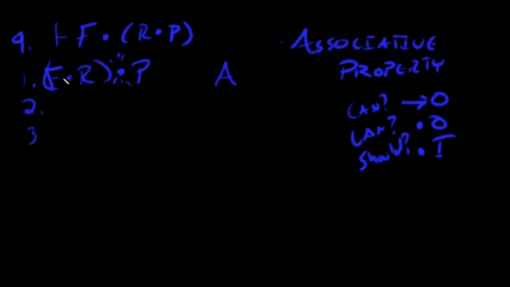It breaks down to two things. First of all, we get this nonsense, not in parentheses anymore. We get f dot r. That is and out from line 1. And also just p by itself is and out from line 1.